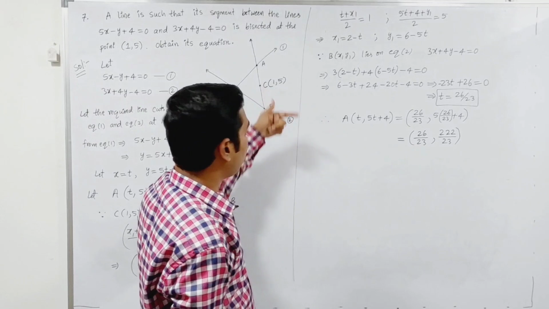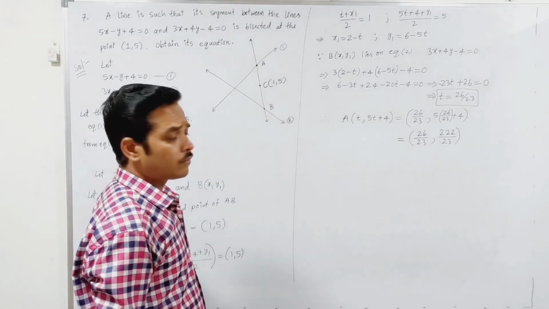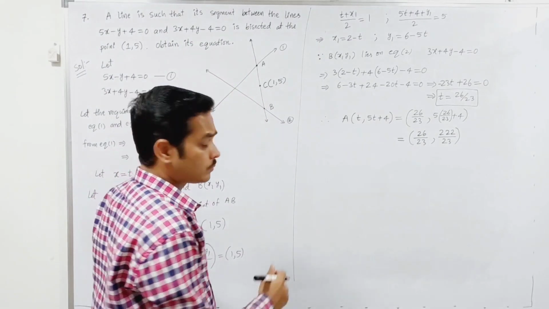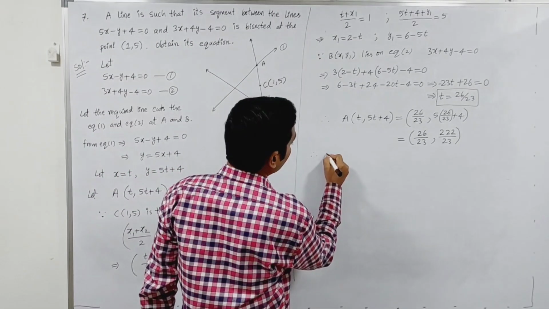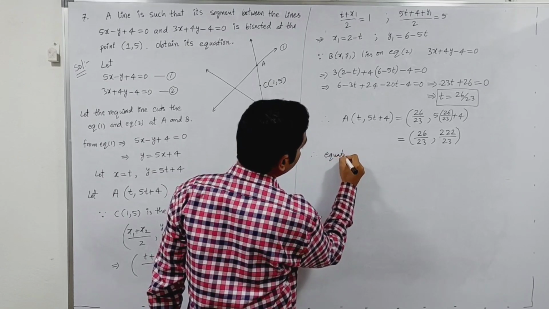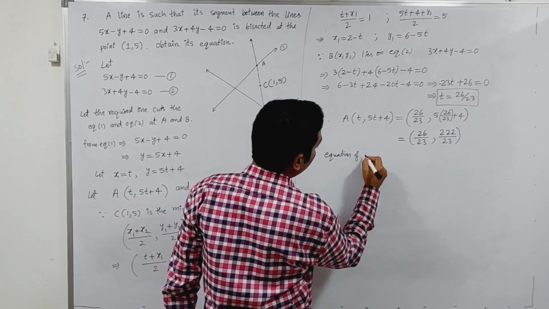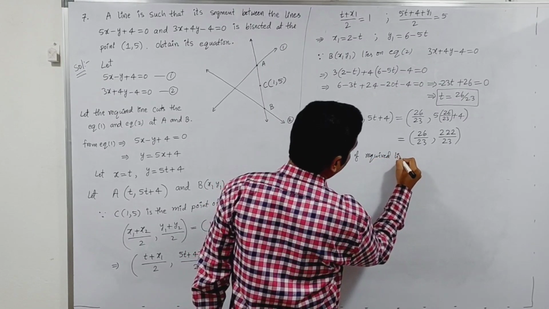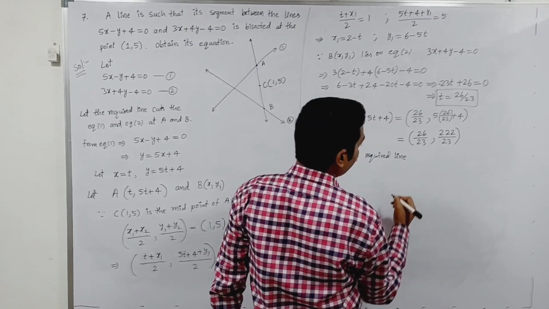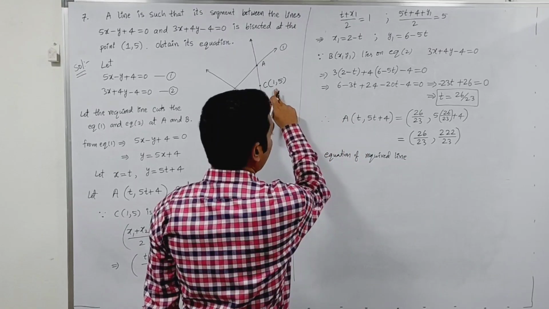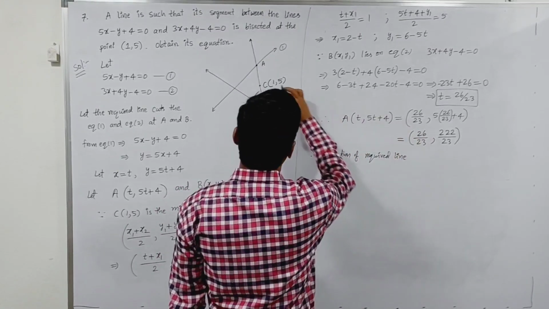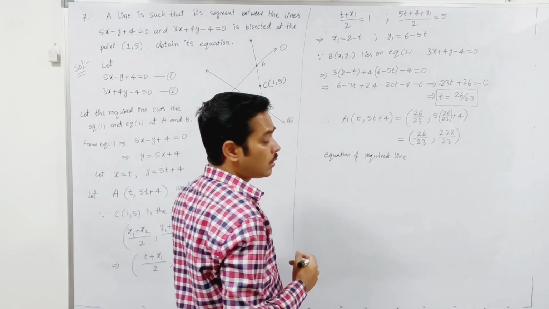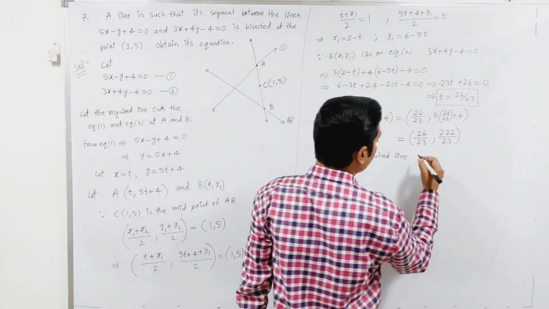By using these two points, we can find the equation of the line AB. Equation of AC is nothing but equation of line AB, both are the same. Therefore, the equation of the required line is nothing but the equation of AB. How to find the equation of the required line? By using the first point and the second point, that is, by using the two-point form.